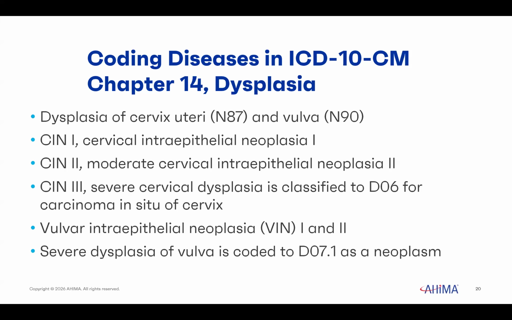We also have vulvar intraepithelial neoplasia, VIN 1 and 2, and then we have severe dysplasia of the vulva, coded to D07.1 as a neoplasm. So again, what's important here is to pay attention to the provider terminology here.